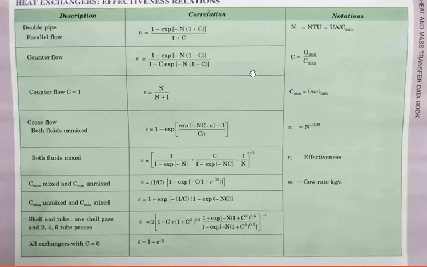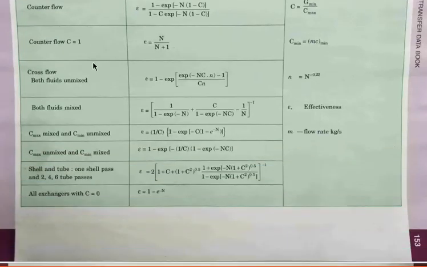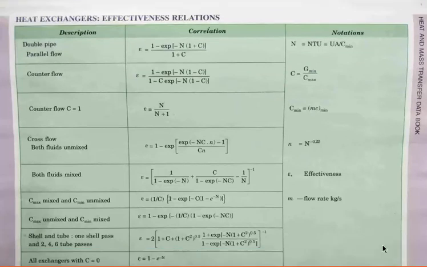So here is the data handbook. For the corresponding equations, it is on page number 153 of the 8th edition. The effectiveness equation is given for different types of heat exchanger. For a parallel flow heat exchanger, take this equation to calculate the effectiveness of the heat exchanger.